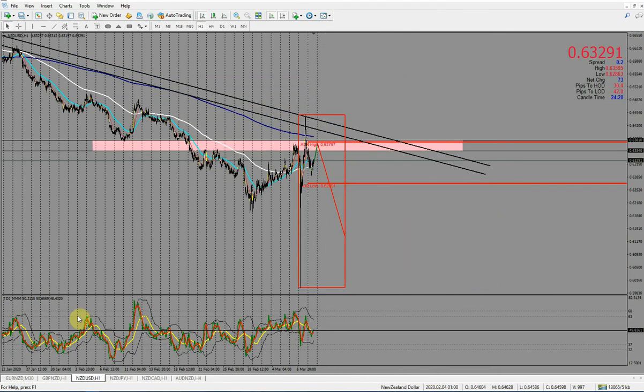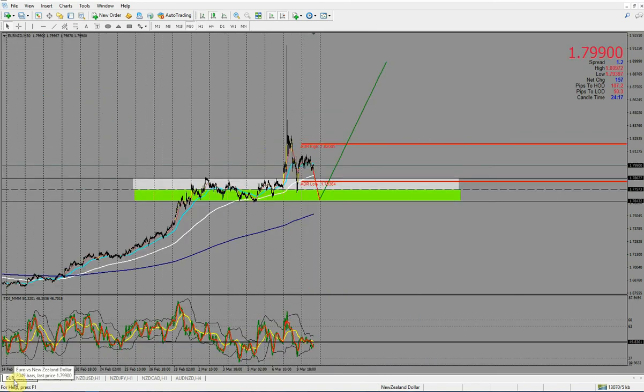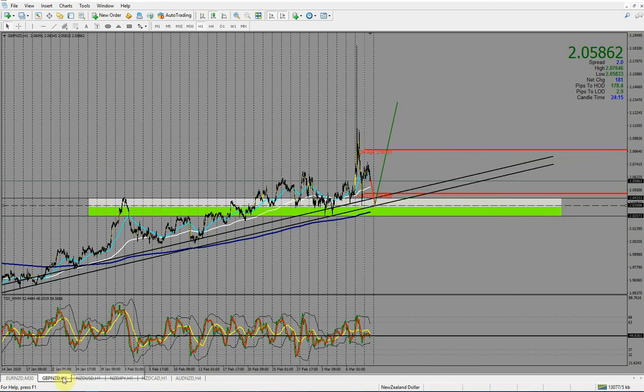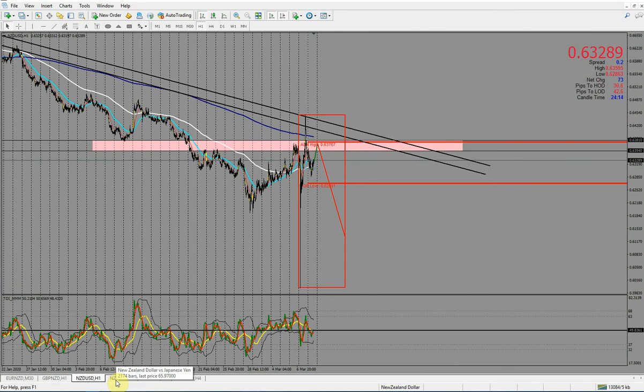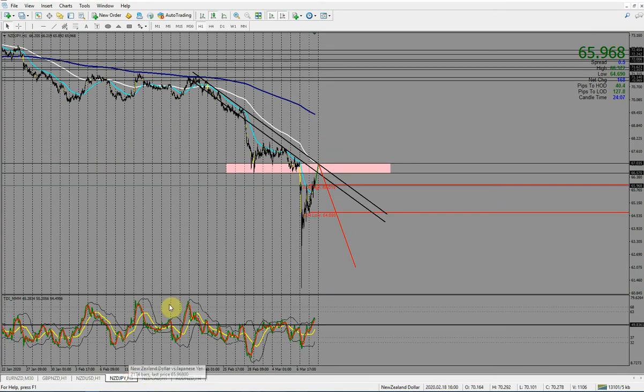So we're going to be buying the Euro NZD, buying GBP NZD, selling NZD USD, and also selling NZD JPY. I hope that made sense, ladies and gentlemen.